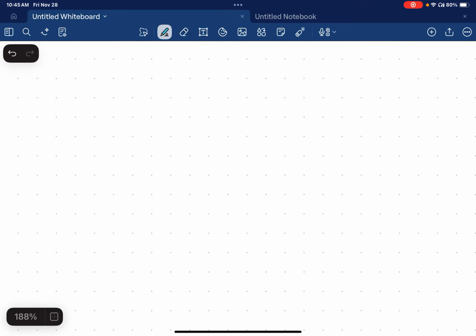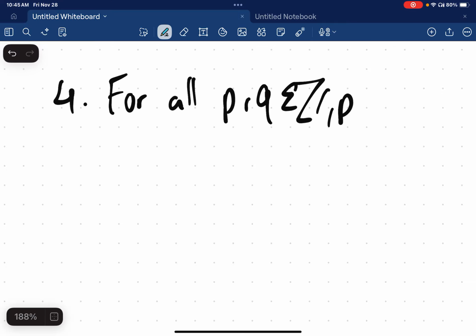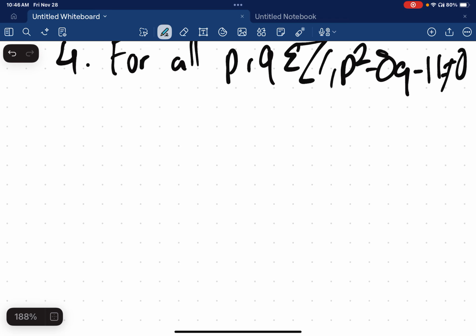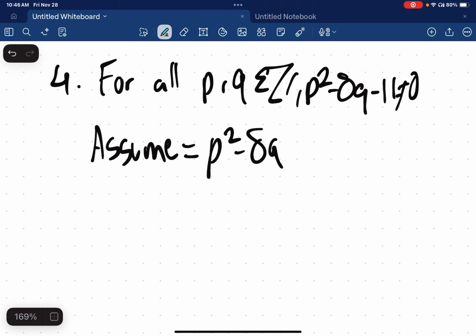Right. Going on to number 4, we have that for all p and q, which are elements of the integers, p squared minus 8q minus 11 does not equal 0. Okay, I think all these are actually just going to be contradictions. So for this one, let's assume that that is not true, and that p squared minus 8q minus 11 does equal 0.